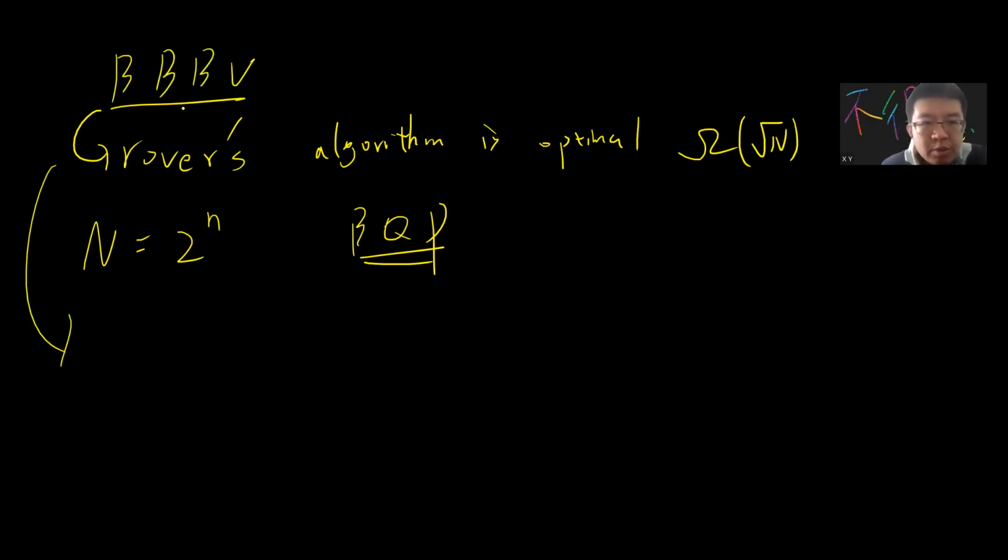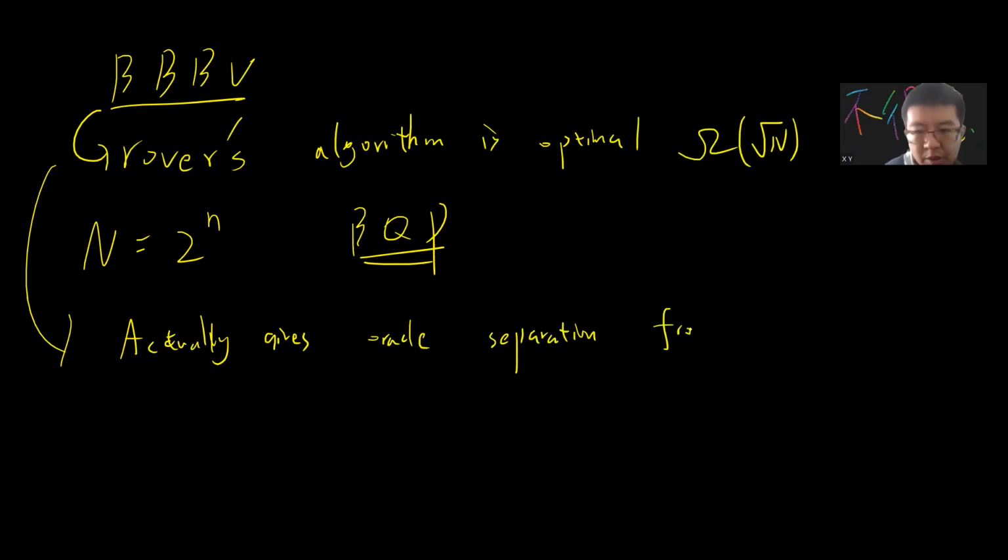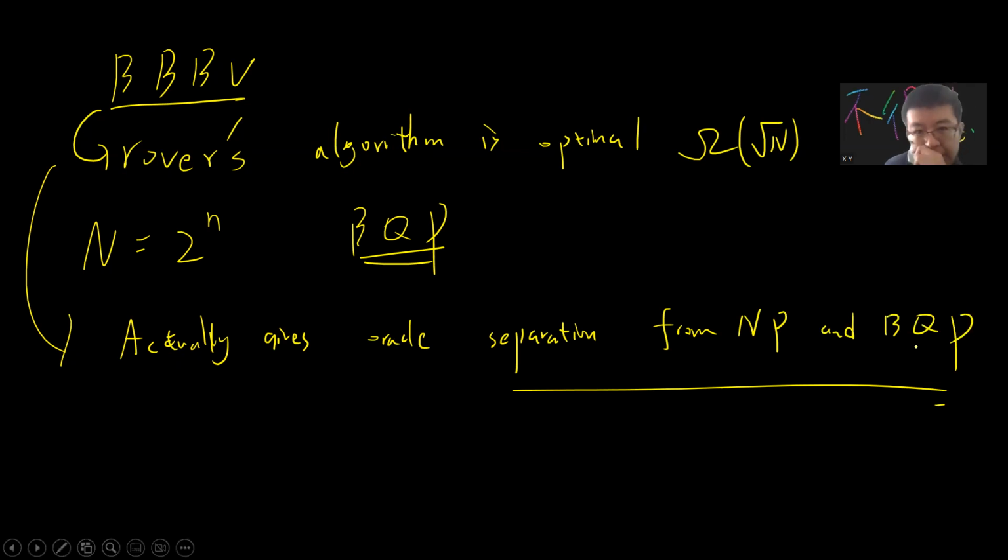And what I want to say is that this actually gives the oracle separation between NP and BQP. The reason is very simple. Let me just quickly remind you.